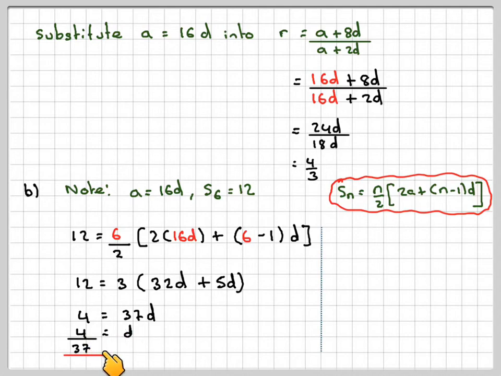You're strongly advised to work with fractions and use the fraction button on your calculator for any calculations. The first term is 16 times d, so a will be 16 times 4 over 37, which gives you 64 over 37. So the common difference of the arithmetic sequence is 4 over 37, and the first term is 64 over 37.